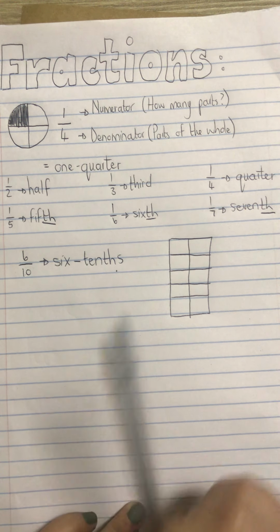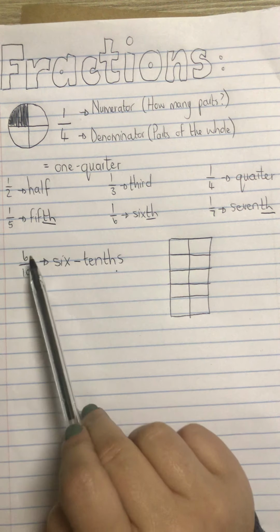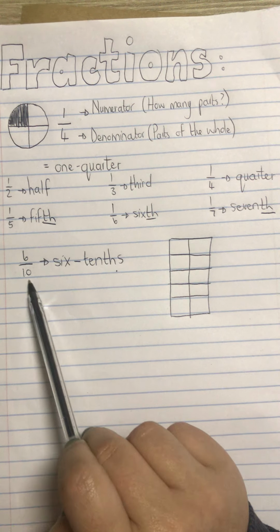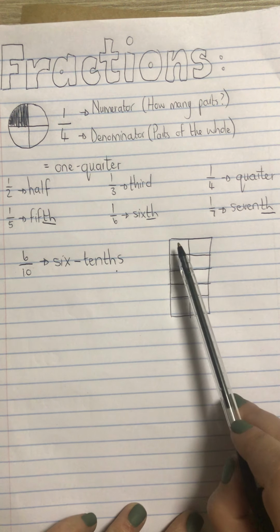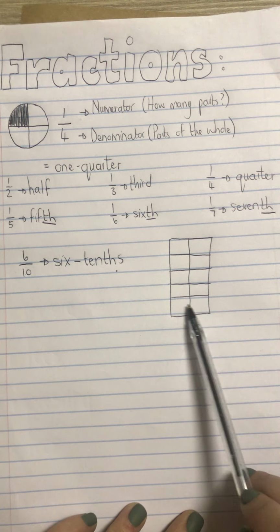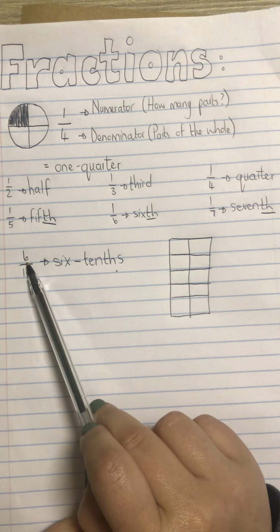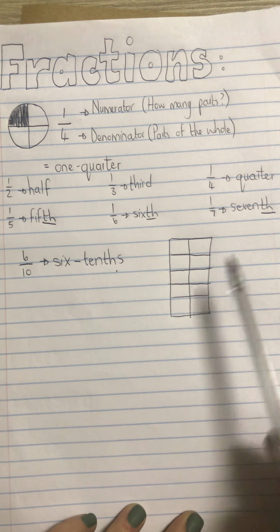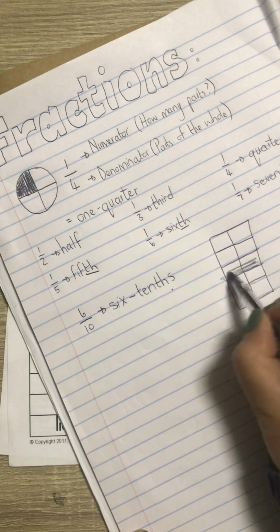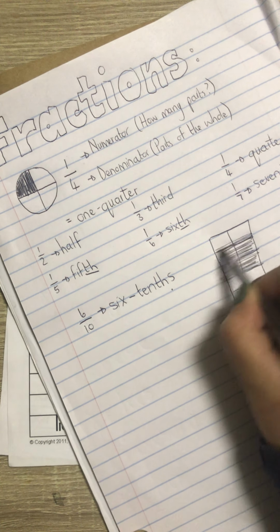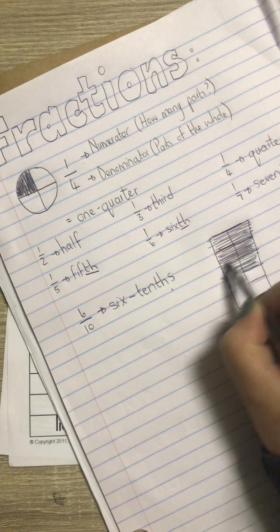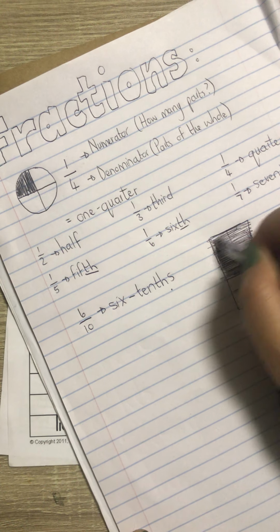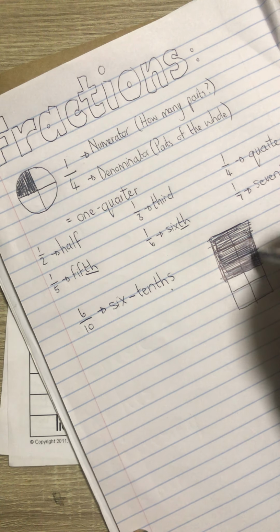So think about what the numerator and denominator mean. The numerator means how many parts. The denominator means parts of the whole. So how many parts has this whole been divided into? 1, 2, 3, 4, 5, 6, 7, 8, 9, 10. So that one's done. Now we need to color the parts of the whole. How many parts should we color? 1, 2, 3, 4, 5, 6. So we go ahead and we color 6 parts of this whole. A lot nicer than I do, but okay. All right.